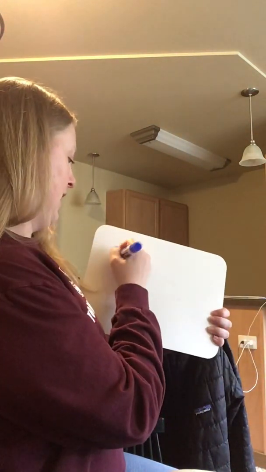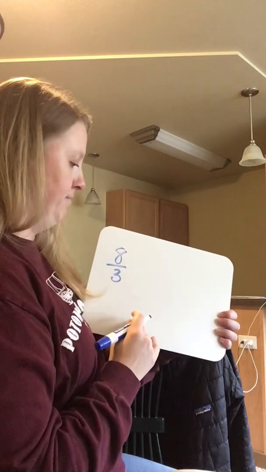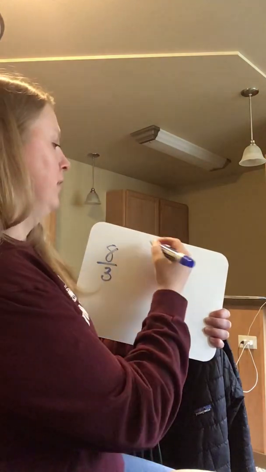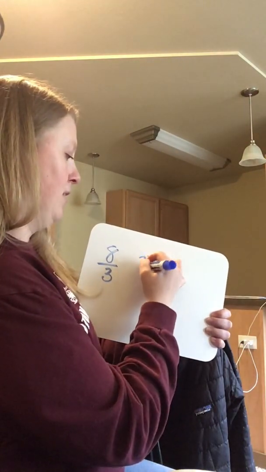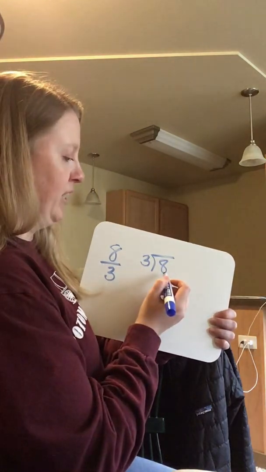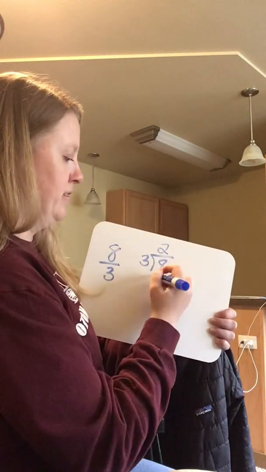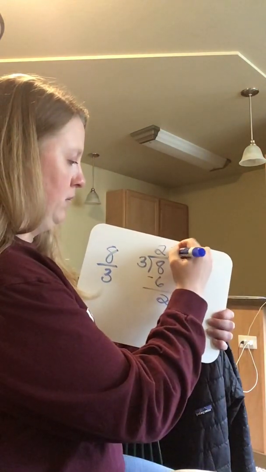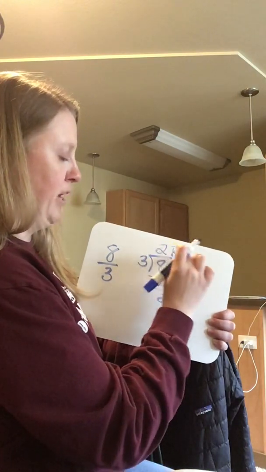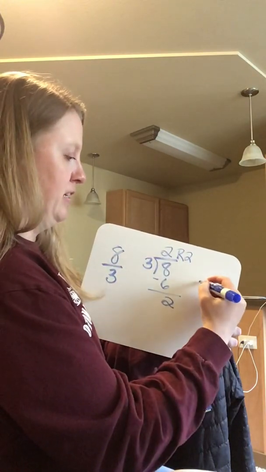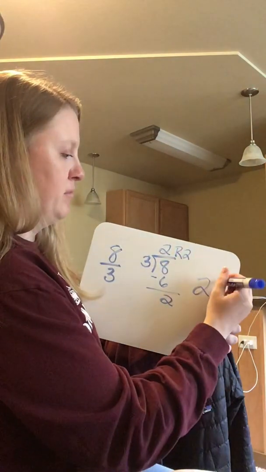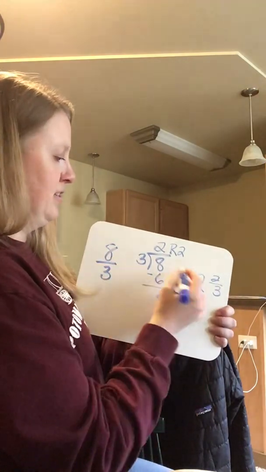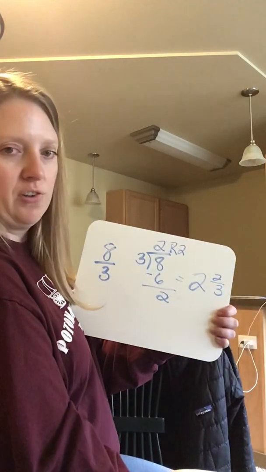Let's do 8 thirds. Okay, so reading top to bottom, 8 divided by 3. How many times can 3 go into 8? It can go in twice, which makes 6. We subtract, 2, nothing left to bring down. Okay, so now we turn 2 remainder 2 into our mixed number. So this is our whole number. The remainder becomes our numerator, and then we just use the same denominator. So 8 thirds equals 2 and 2 thirds.